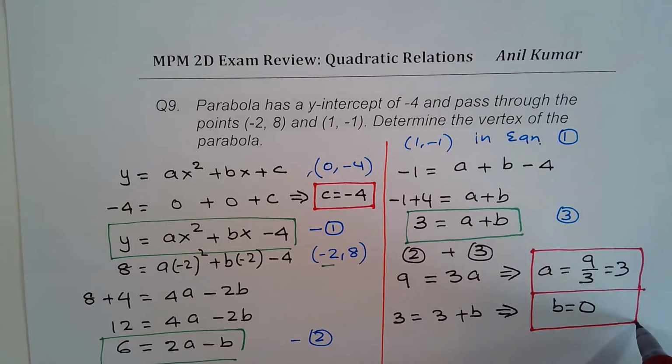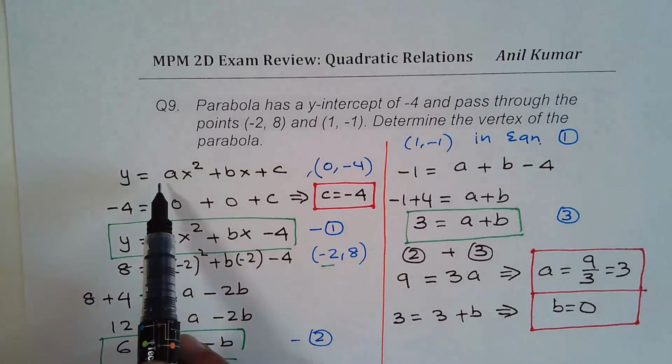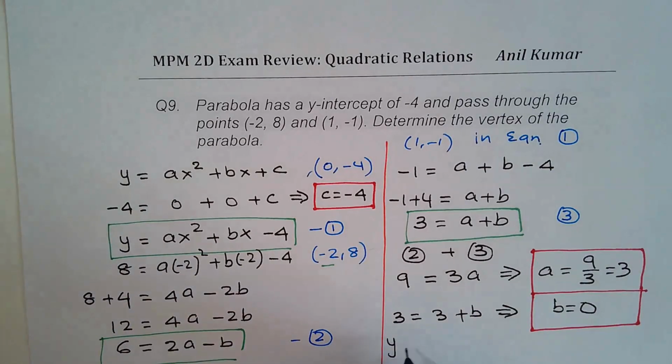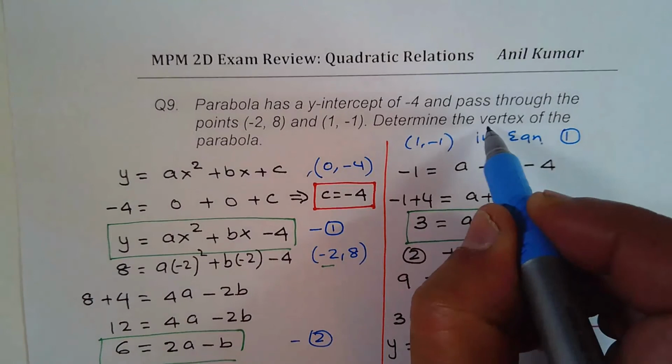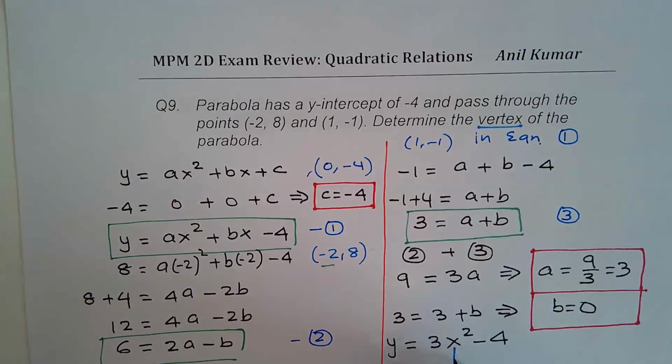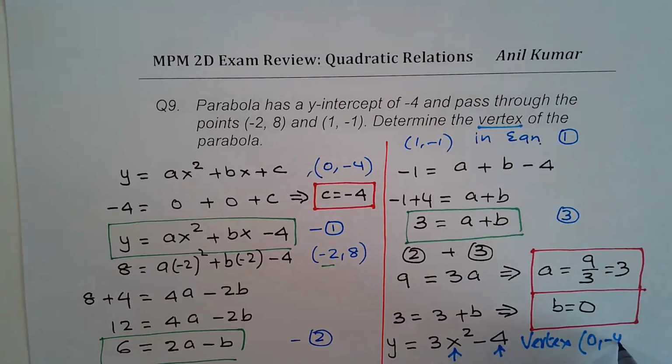Knowing a, b, and c, we can definitely write down our equation, which is y equals 3x squared minus 4. The question here is to find the vertex of the parabola, correct? So the vertex is at x equals 0 and y equals minus 4. We can write down the vertex as (0, -4). So it becomes our answer.